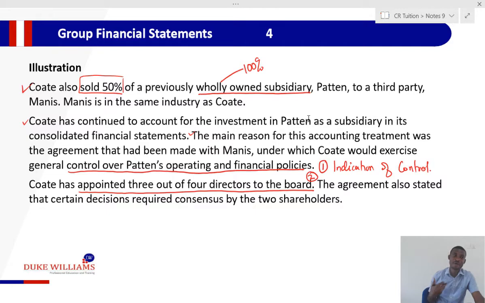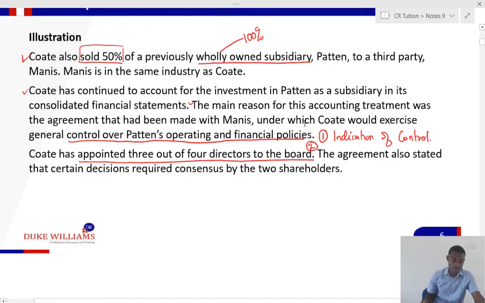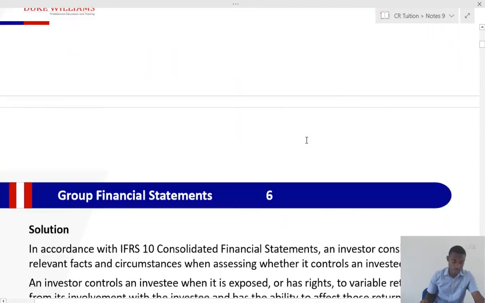But we can have less than 50%, and there should be what? Evidence that there is control before we can consolidate. So you have to lay the principle, pick evidence from the case to support your principle, and then finally you make a conclusion. So let's go through the answer on the next slide quickly.